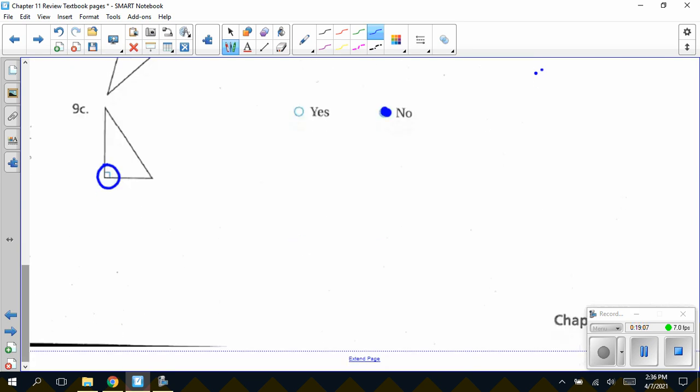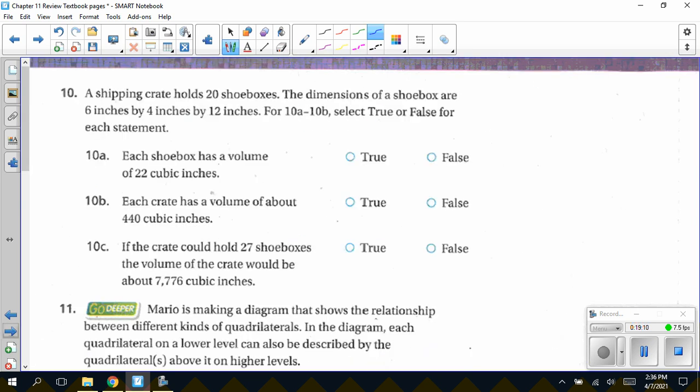Moving on to the next page, for question number 10, it says a shipping crate holds 20 shoe boxes. The dimensions of a shoebox are 6 inches by 4 inches by 12 inches. For A through B, select true or false for each statement. It should actually be A through C. Select true or false for each statement.